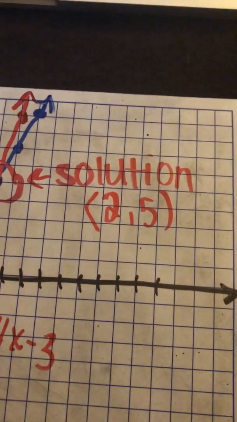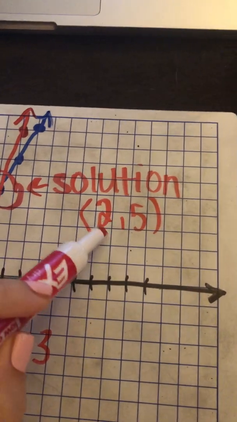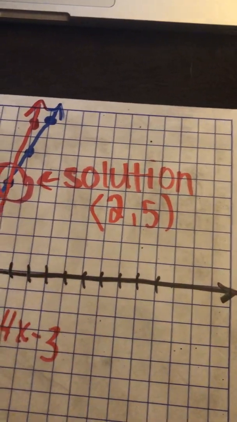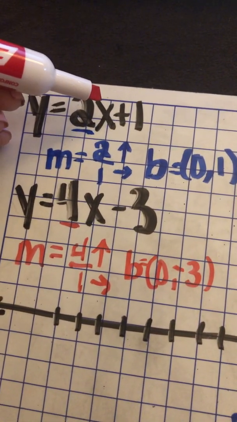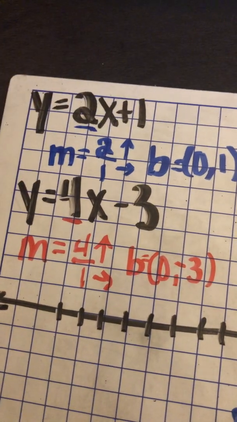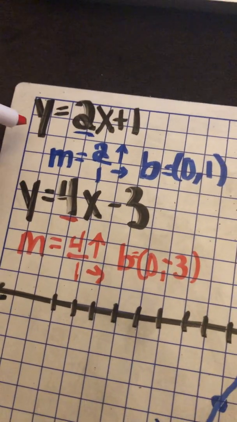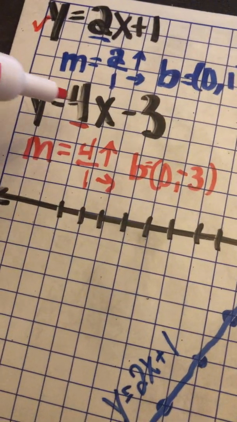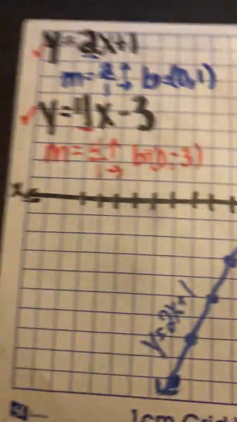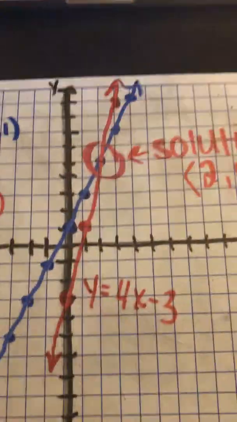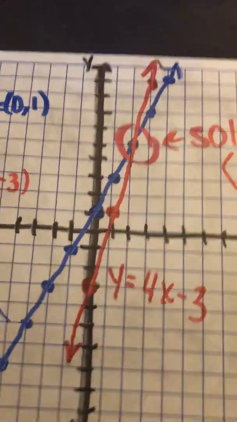Okay, and then if you want to do a check, you can always take (2, 5) and make sure that it keeps your equations true by plugging them in. So for example, if I did 2 times 2, because that's the x, that would be 4, plus 1 is 5, which is my y. So this works for this one. And then I check again. 4 times 2 is 8. 8 minus 3 is 5. So I do get (2, 5) for both of them. So I know that that solution is correct. Okay, so that's going to be your first question, solving by graphing.